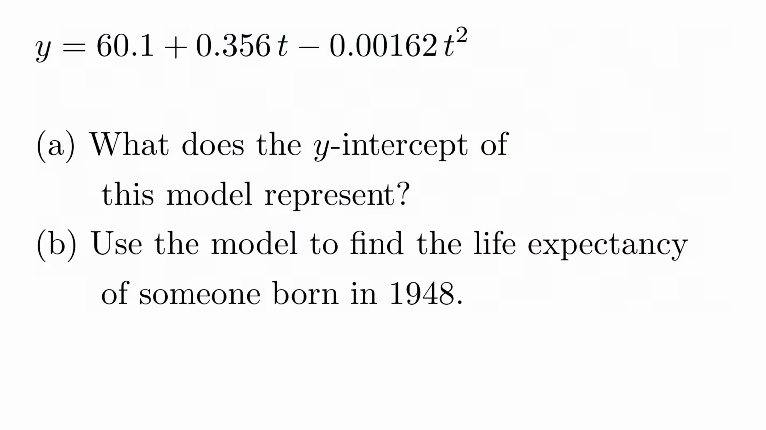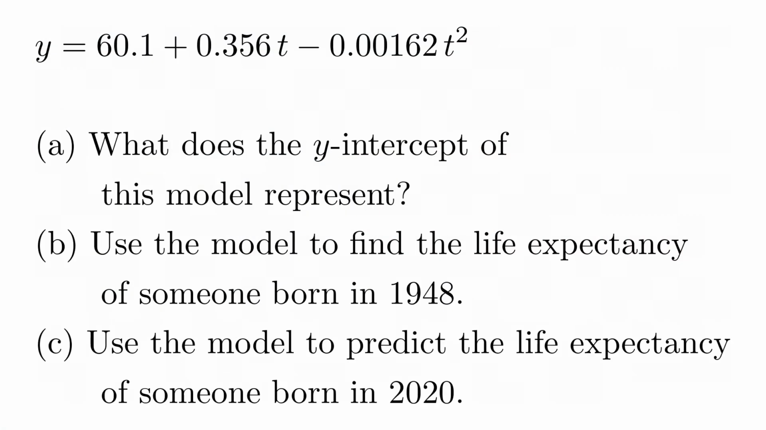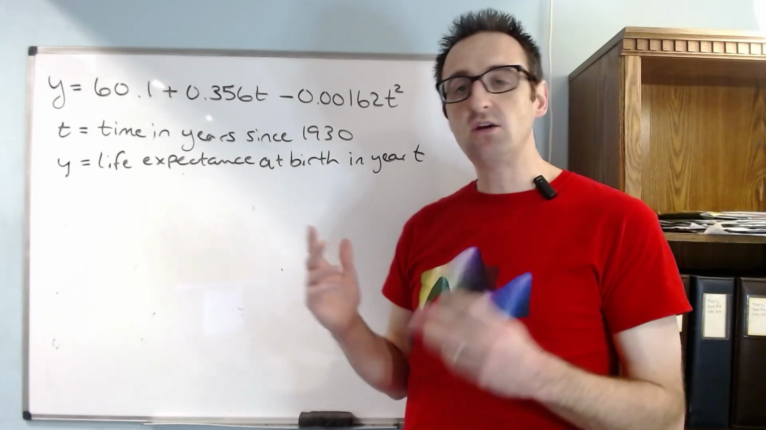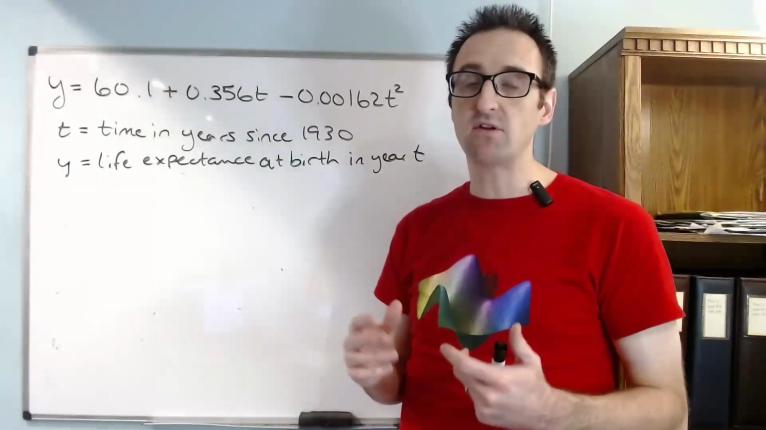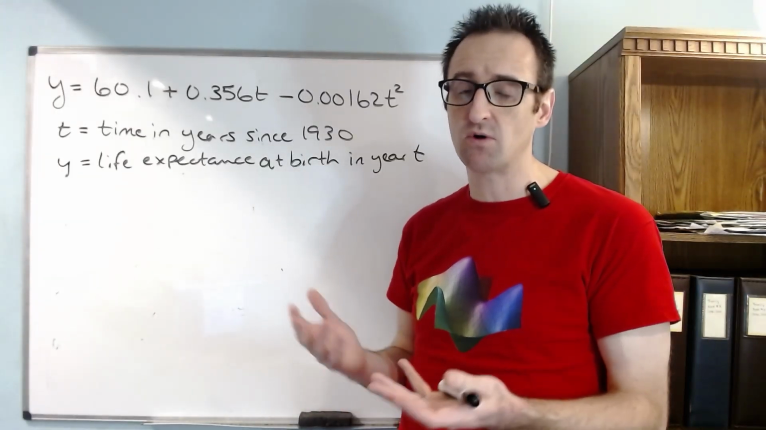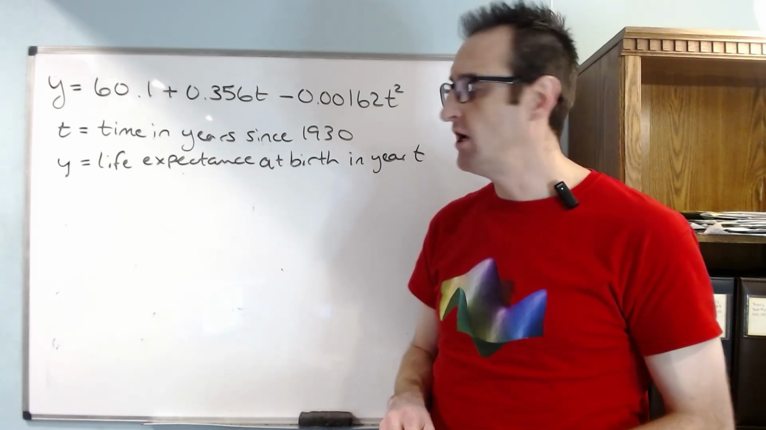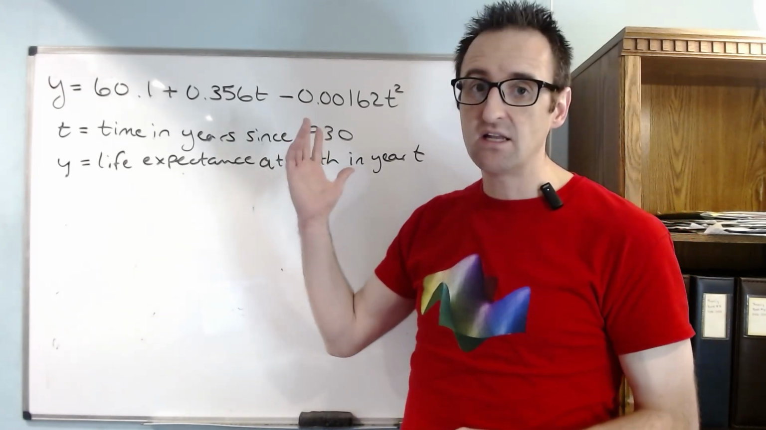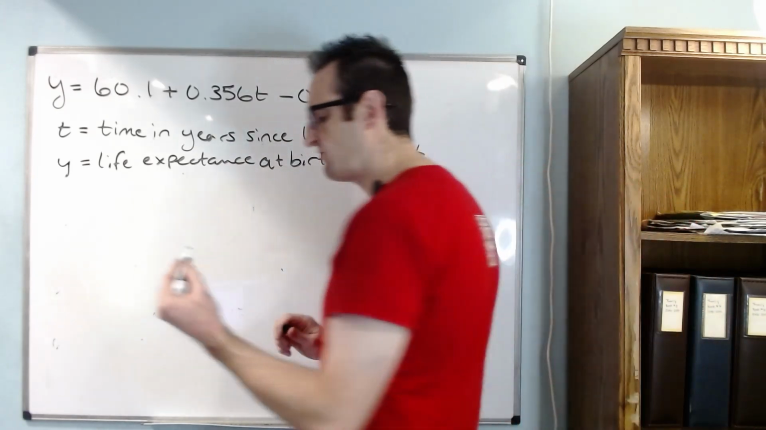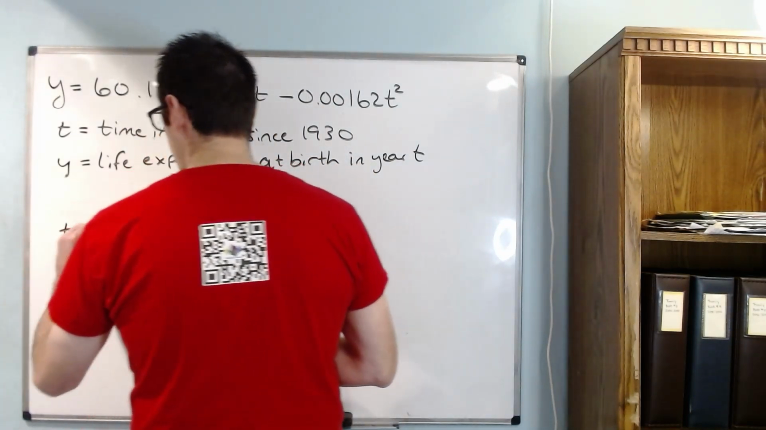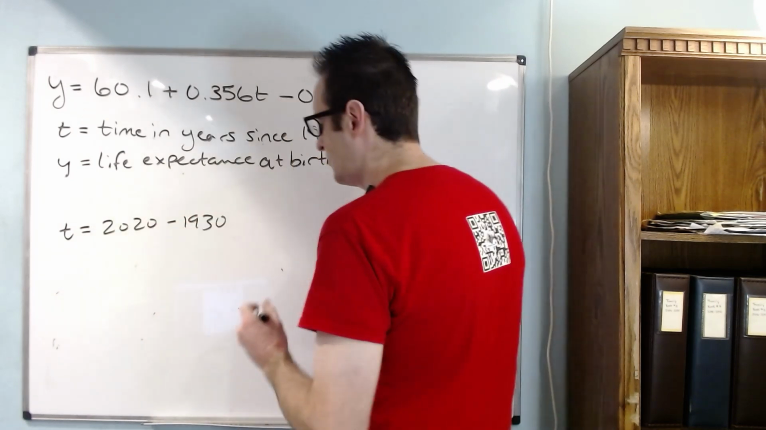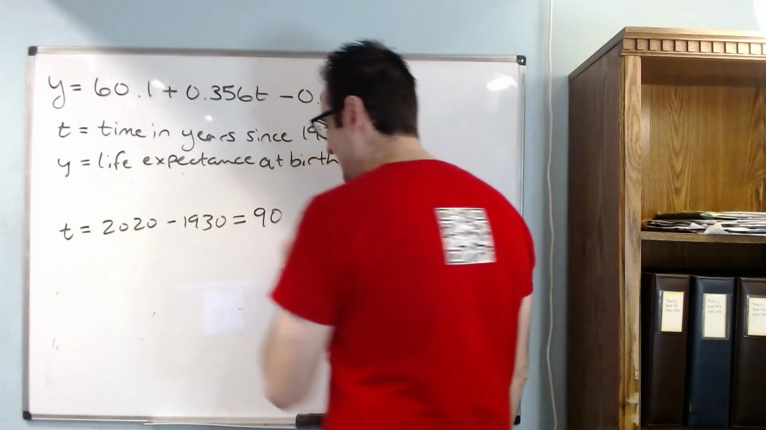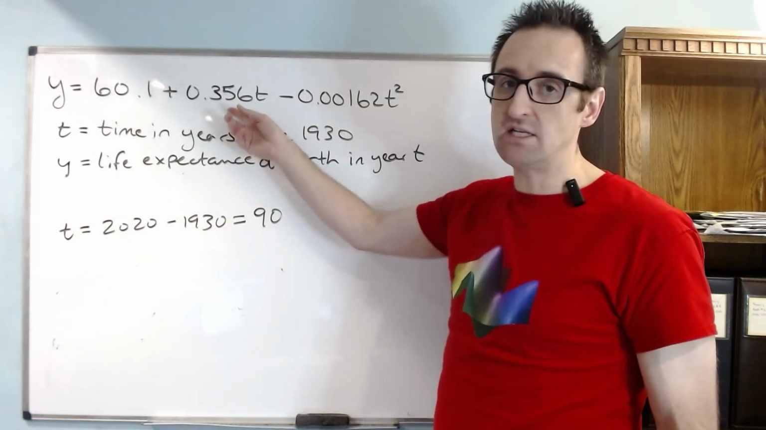The last question for this problem is we want to use this model to estimate the life expectancy at birth in 2020. To use this model to estimate the life expectancy of someone born in 2020, all we have to do is plug in the t-value that corresponds to 2020 into this function here. Well, remember, t is the time in years since 1930. So to find the t-value for 2020, just like before, we have to subtract 1930 from 2020, which would produce a value of 90.